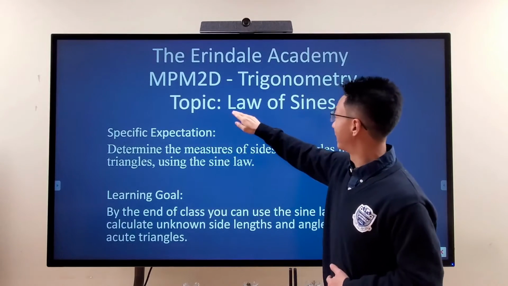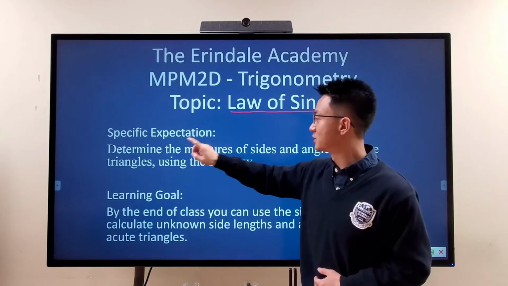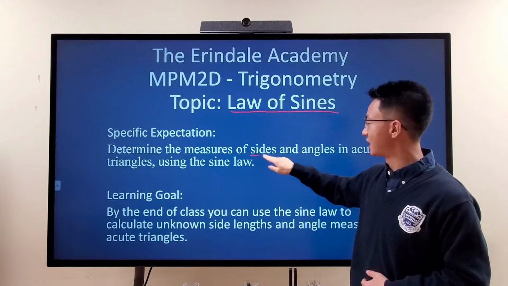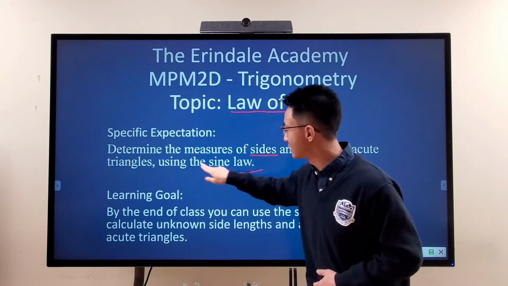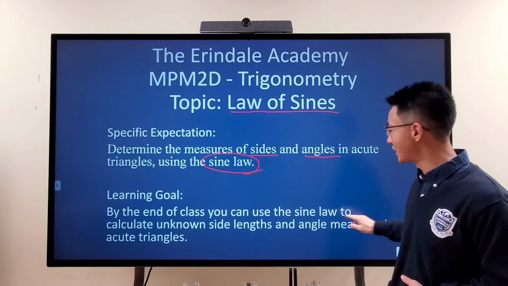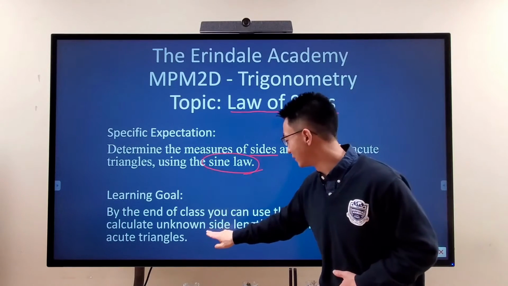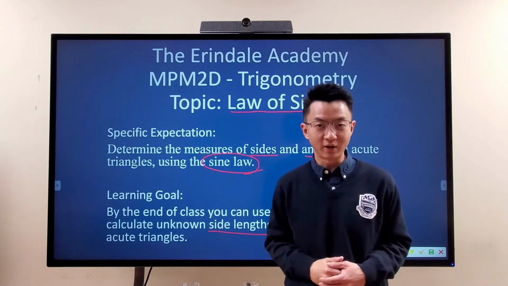Today our topic is law of sines. Our specific expectation is to determine measures of sides and angles in acute triangles by using the sine law. So by the end of today's class, you should be able to use sine law to calculate unknown side lengths and angle measures in acute triangles.